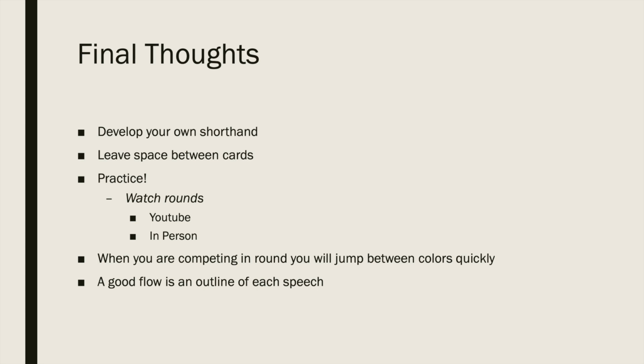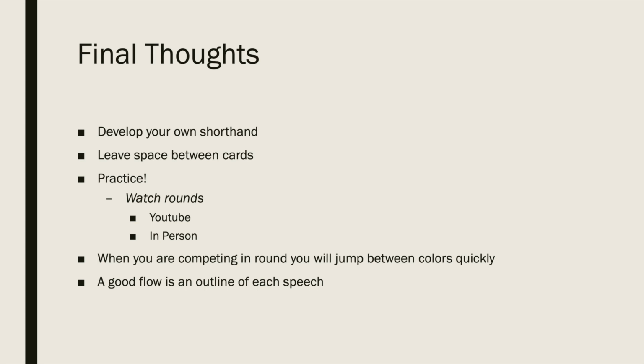When you are competing in round, you will jump between colors quickly. That's because as your opponent is speaking, you might come up with arguments and you want to write those down for your next speech. So you're going to be jumping between colors quickly. That's totally normal. Just do your best to keep track of which colors belong to which arguments and which sheet of paper they're going on.